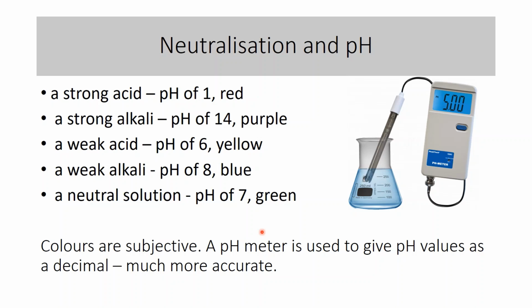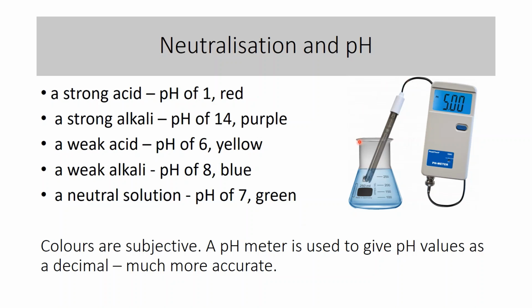The reason why universal indicator isn't used if you want specific pH values is that the colours are subjective. Green, well, there's lots and lots of shades of green. So if I want a neutral solution of exactly pH 7, I can tell that it is some value of pH 7 if the solution is green, but there are lots and lots of shades of green. It's very difficult to say definitively whether it's pH 7.00.